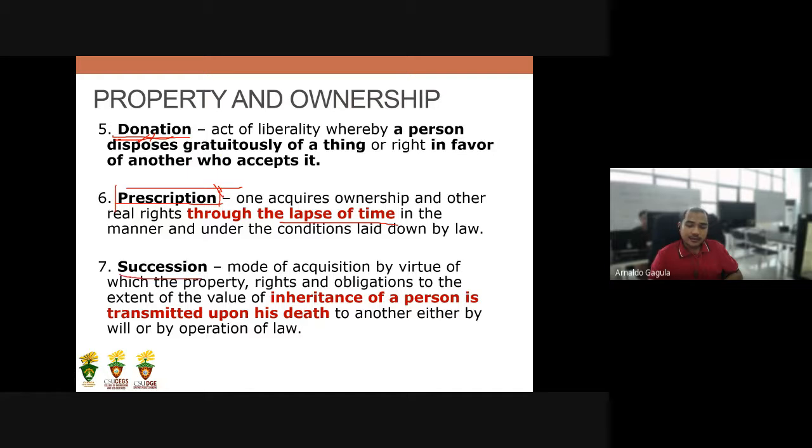Succession is a mode of acquisition by virtue of which the property, rights and obligations, to the extent of the value of the inheritance of a person, are transmitted upon his death to another, either by will or by operation of law. If by will, it follows the Last Will and Testament. By operation of law, if the deceased has a child, the child inherits automatically by operation of law.